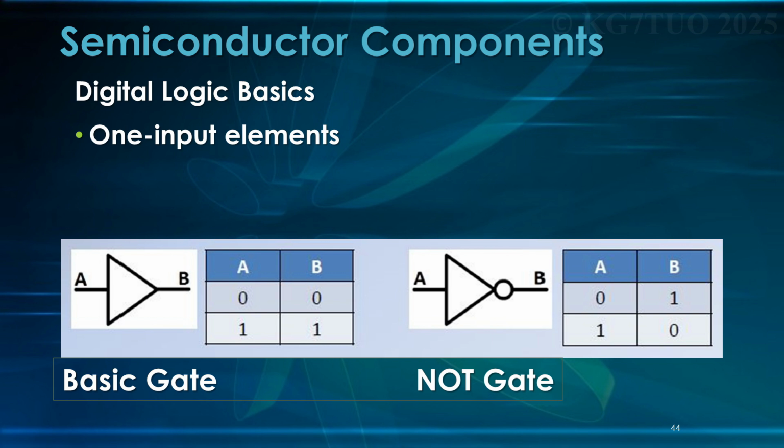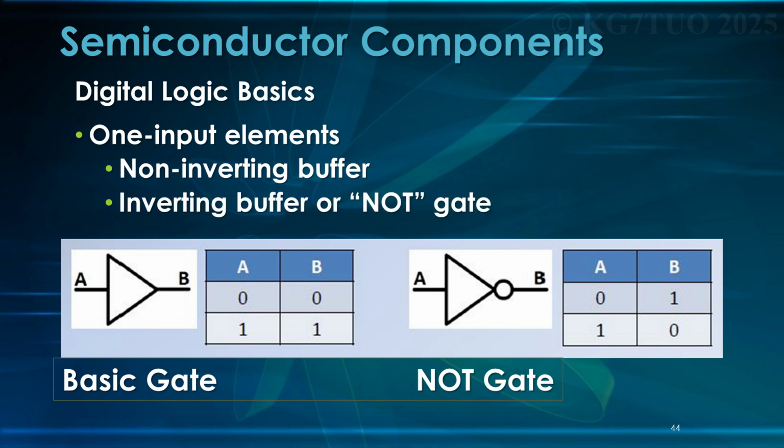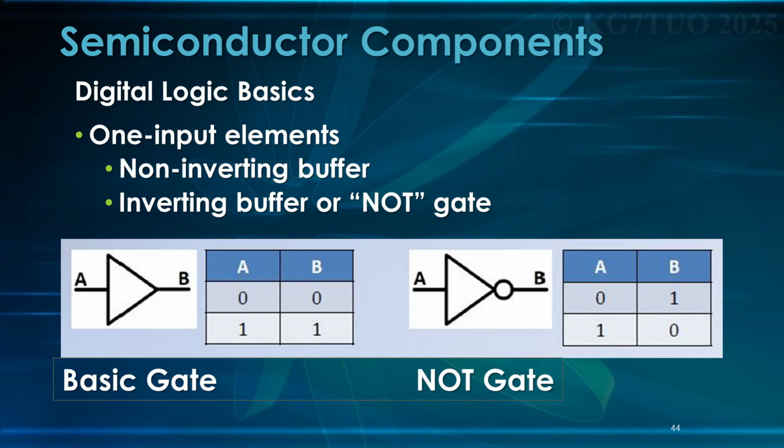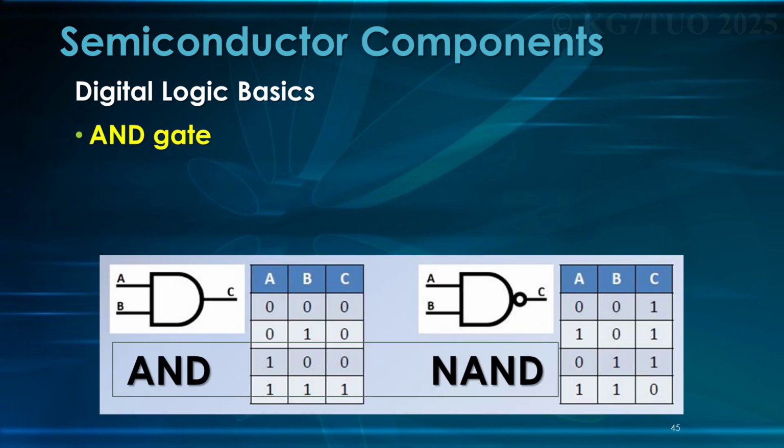The next one: one input elements, non-inverting buffer, and inverting buffer or not gate. So this is non-inverting and that's inverting. It swaps the value. If it's on, it makes it off. If it's off, it makes it on. It inverts the signal coming in.